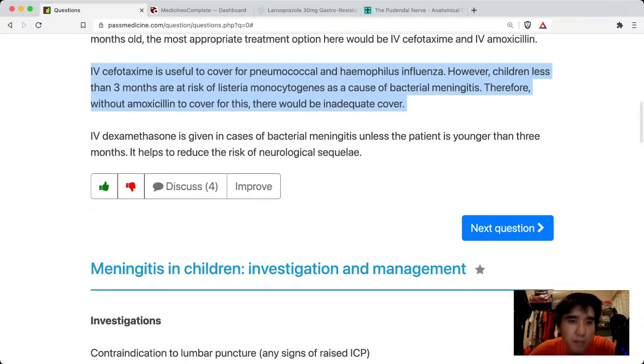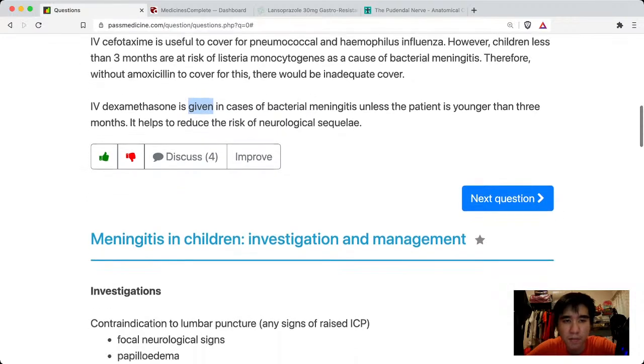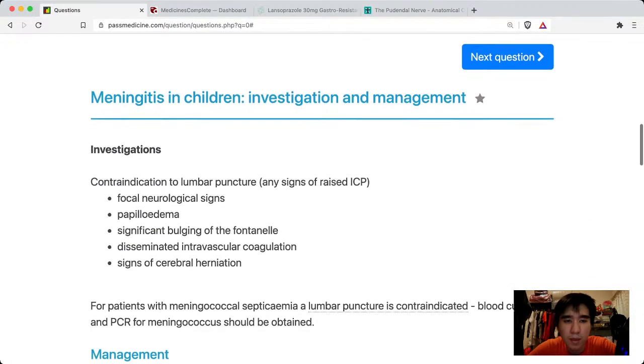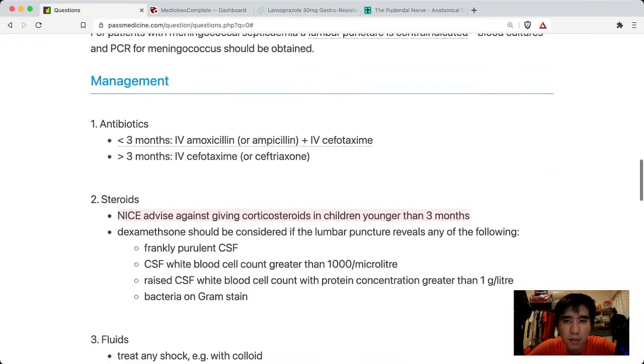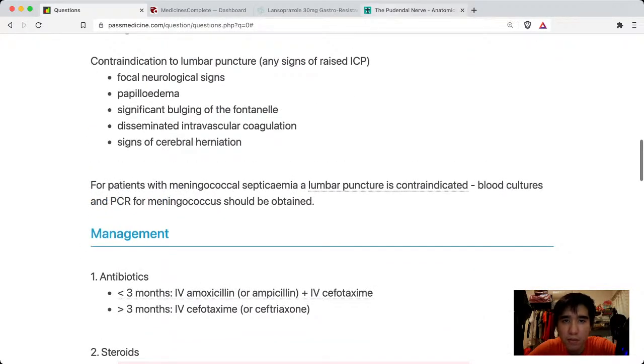Okay, IV dexamethasone is given in cases of bacterial meningitis, unless the patient is younger than 3 months, as it helps reduce the risk of neurological sequelae. Why do we not use it in under 3 months? No explanation here. It's better to read the NICE guidelines for these kinds of things, right?